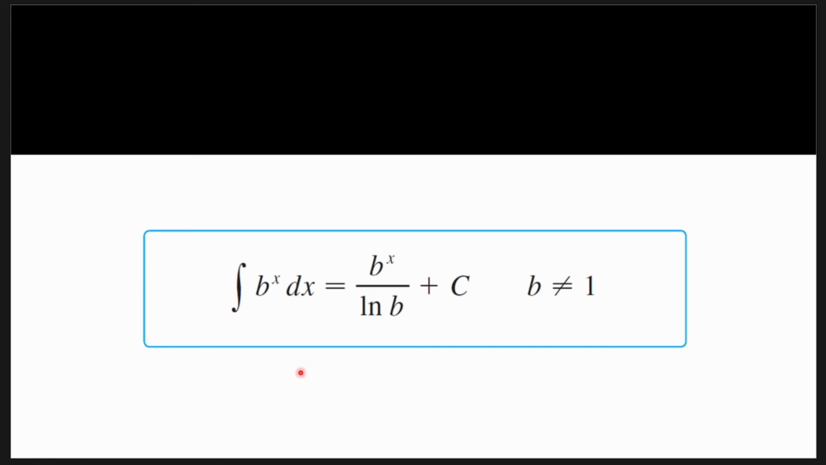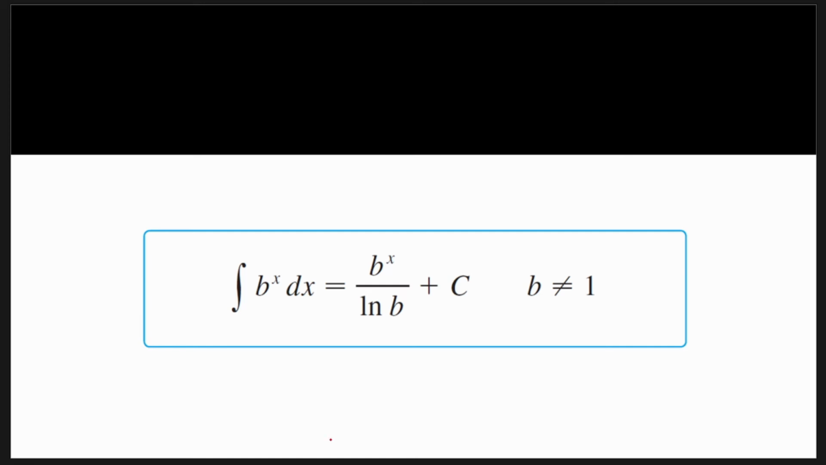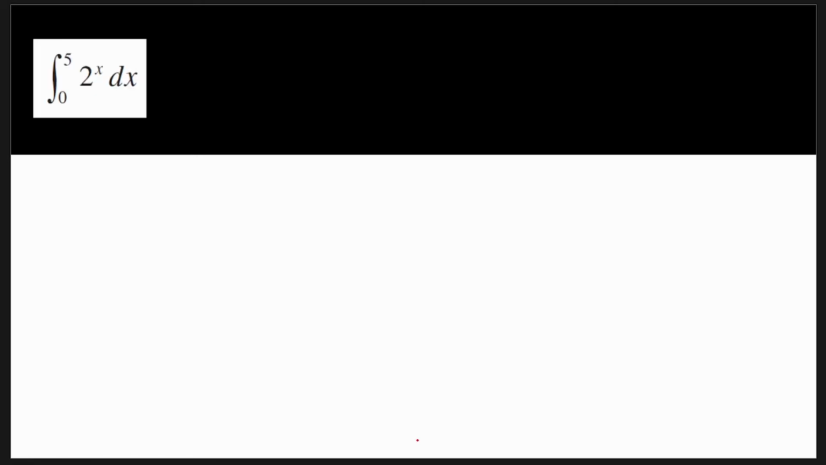So yeah, an example for that would be evaluating this. The integral of 2 raised to the power of x dx, limits from 0 to 5. So solving the indefinite integral, as I roll back, the equivalent is just b to the x all over ln b. So this is just equal to 2 raised to the power of x all over ln 2, limits from 0 to 5.